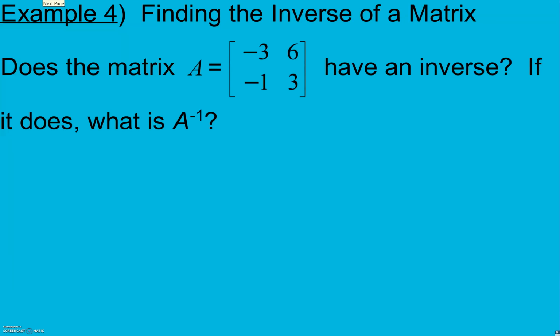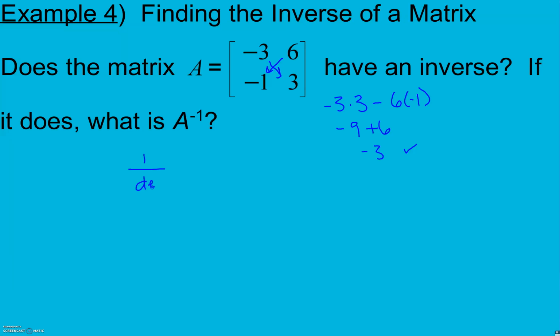So finding the inverse of a matrix. Does it have an inverse? If it does, what is the inverse? So we check. Negative 3 times 3 minus 6 times negative 1. Negative 9 plus 6, negative 3. It does. Okay, now that we know that, we can use our formula.